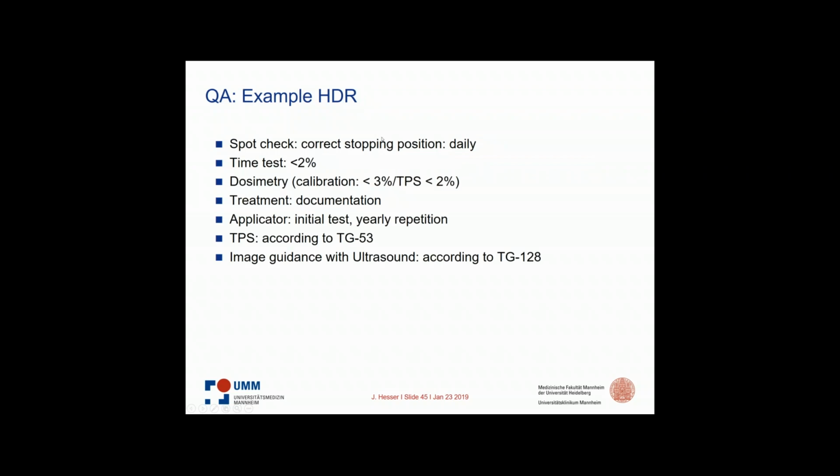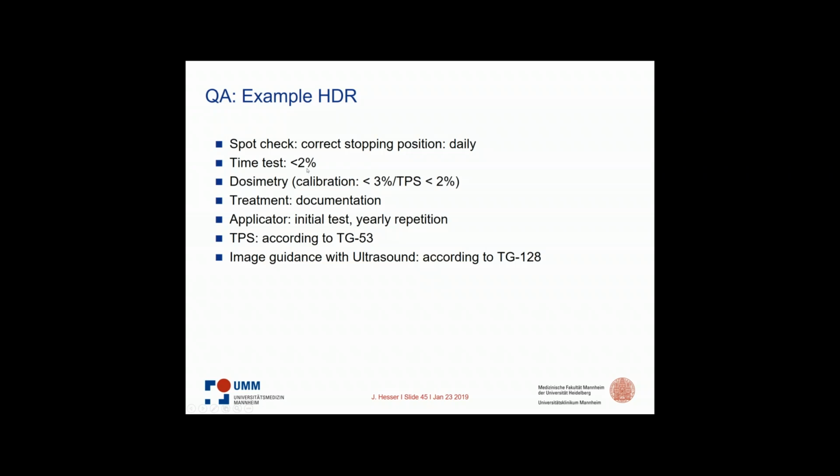Here, for example, QA for an HDR system. We have a spot check. For HDR, consider that we have these afterloaders. We have a catheter which is in the patient or in the phantom, and on the tip of a wire, which is in the afterloader, you have the source, and then the afterloader shifts the source into the catheter and retracts it with a certain speed. And the spot check is the correct stopping position of the source, which should be done daily to verify that everything is correct.